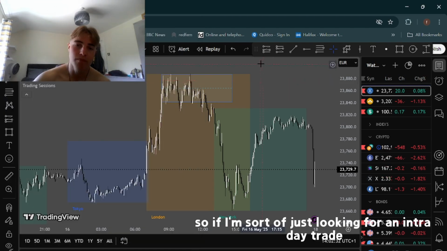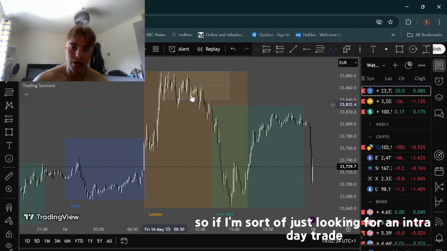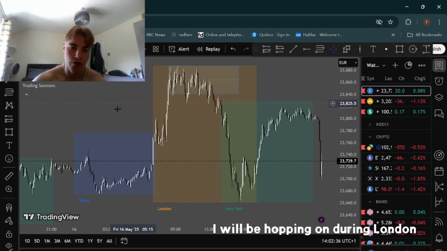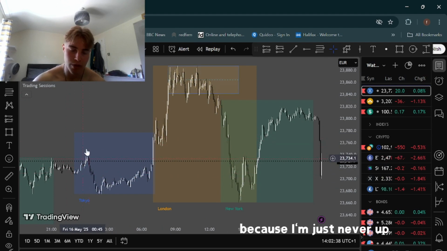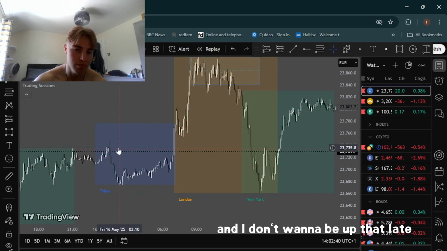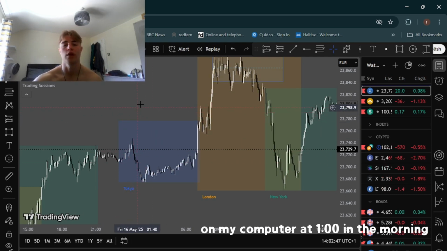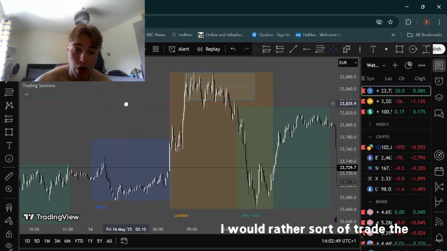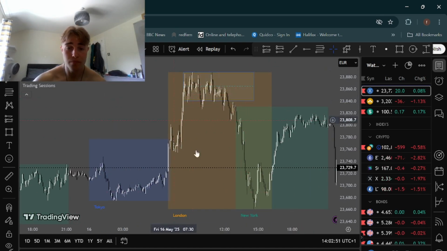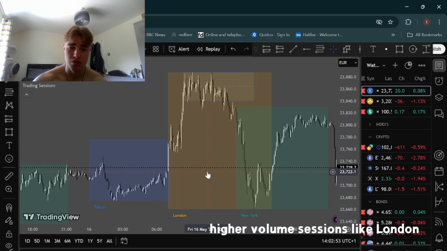So if I'm just looking for an intraday trade, I will be hopping on during London. I will never trade during Asia because I'm just never up, and I don't want to be up that late to catch a move. I don't really want to be sitting on my computer at 1 o'clock in the morning looking for a trade. I would rather trade the higher volume sessions like London, New York.